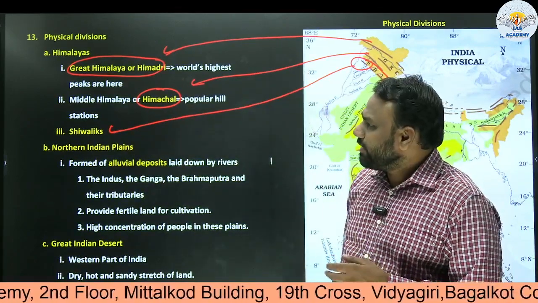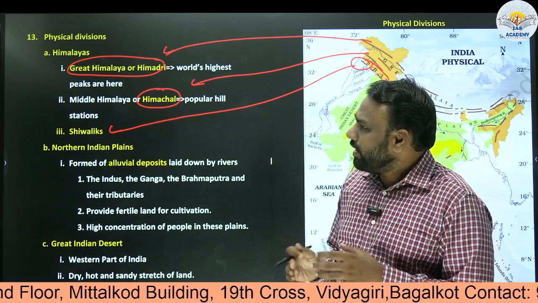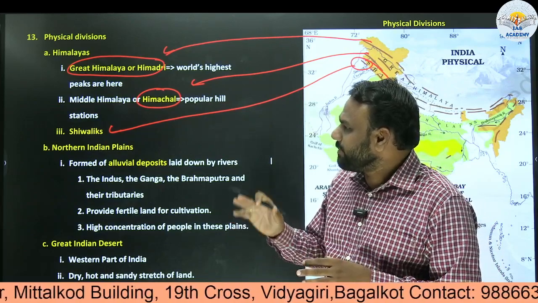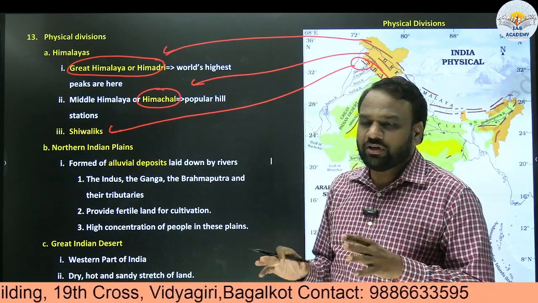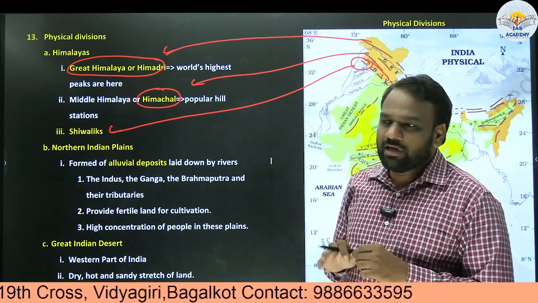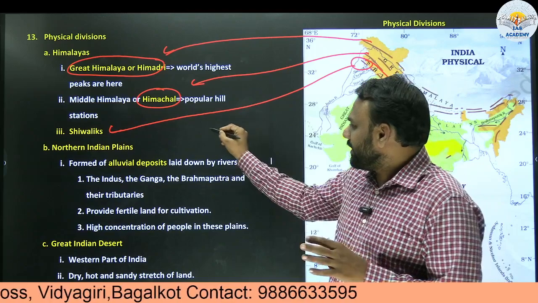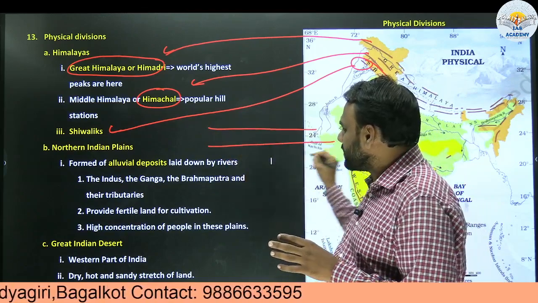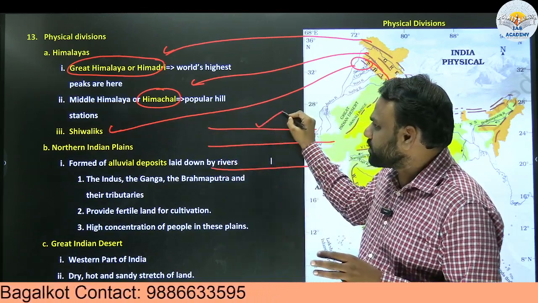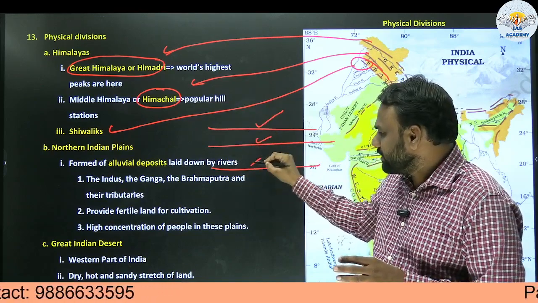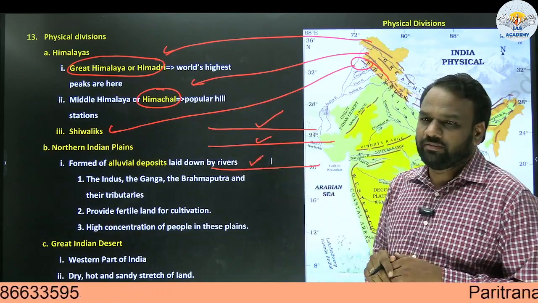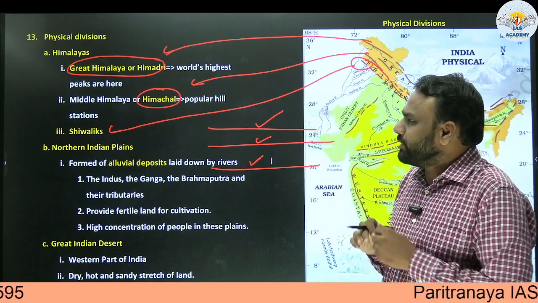So here, if you try to find information about in which all states Great Himalaya, Himachal, and Shivalik are spread, it may lead to confusion. So let us not do that exercise here. Here we shall only know that when it comes to Himalayan mountain ranges, there are 3 mountain ranges. The northernmost is called Himadri, the middle one is called Himachal, and the southernmost is called Shivalik. There are some important points related to them.